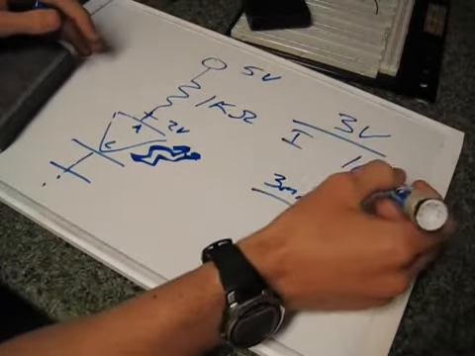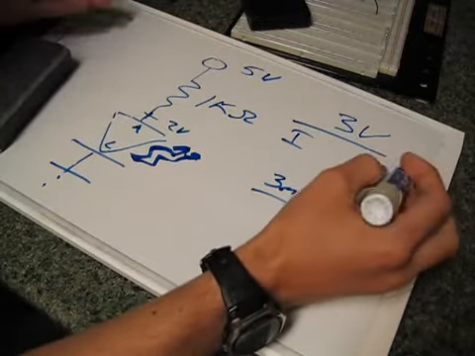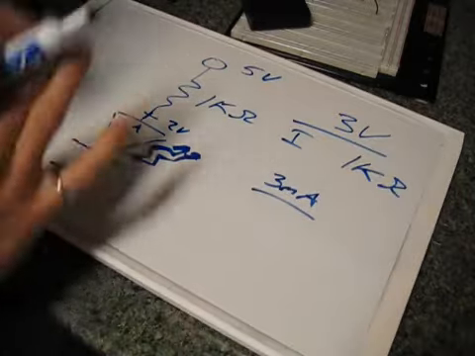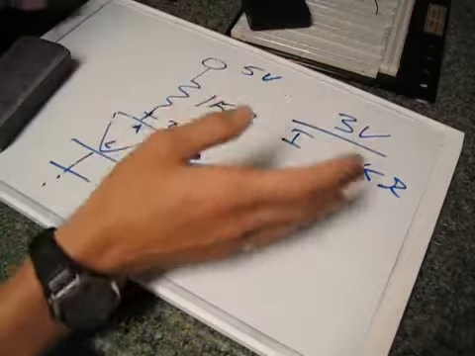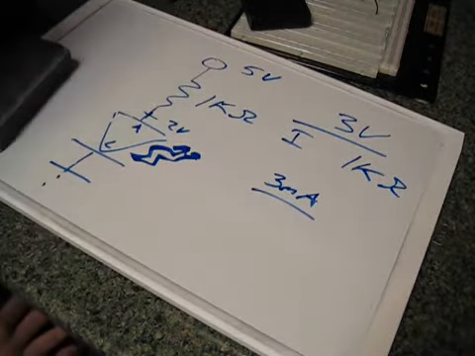And by the way, 1K ohm is 1,000 ohms. It's all scientific notation. I might make a video on that too, on how to get from kilo to mega to giga to milli to nano to pico. We might talk about that in a future video.